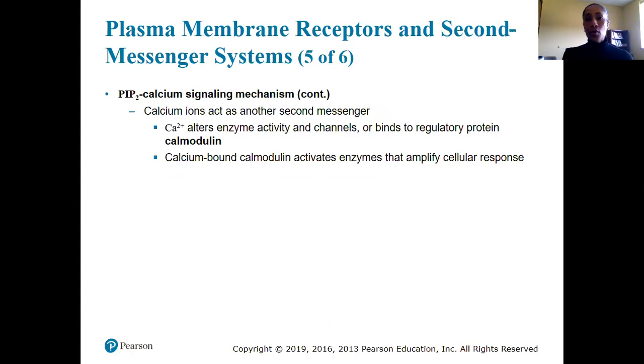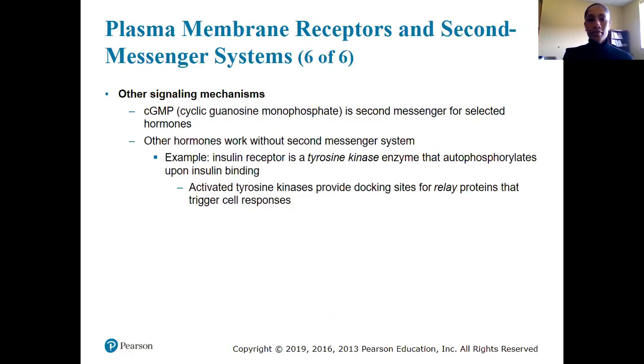Like I said before, I don't want you to memorize these two processes step by step. I'm not going to ask you detailed questions about the steps, but I do want you to have an overall understanding of what the two processes are and why we need them. We need them because our initial hormone, the first messenger, is not able to diffuse directly into the cell to cause a chain of reactions. So we need this second messenger system to allow for the proper response to occur within the cell.